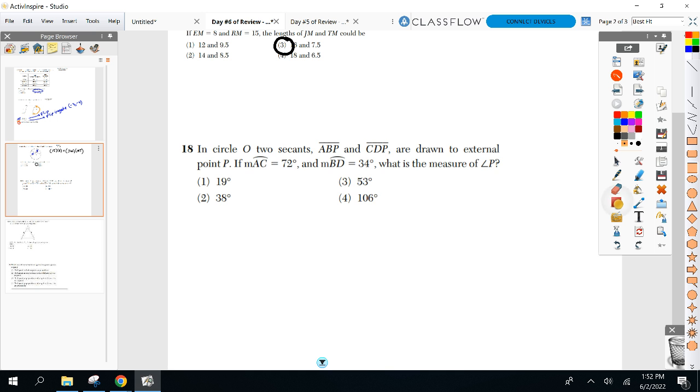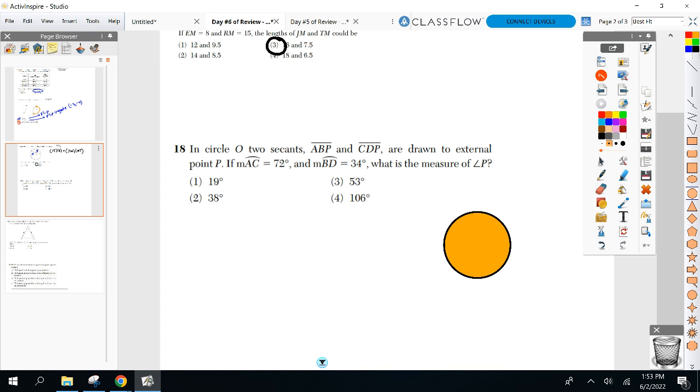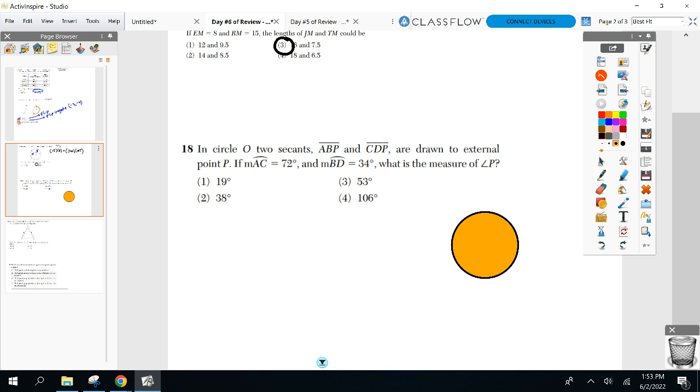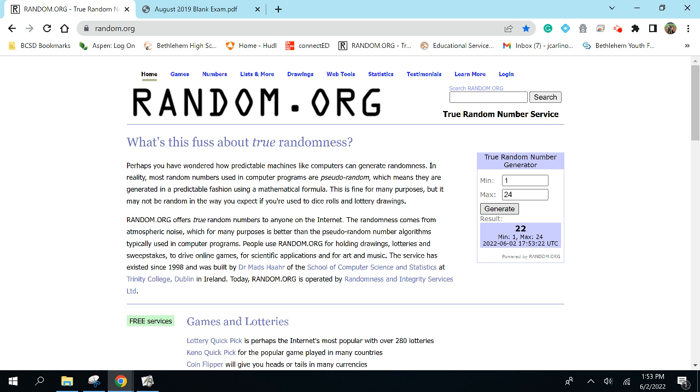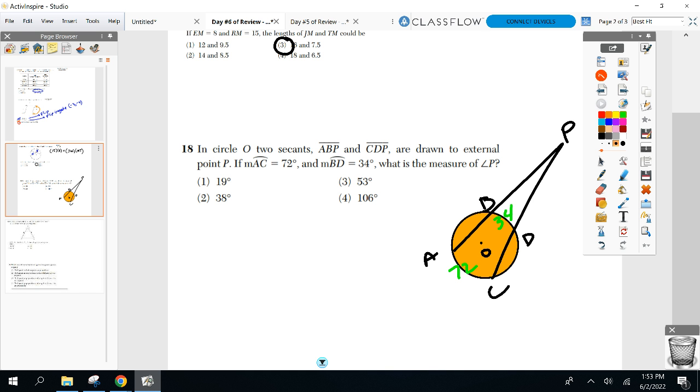18, probably would have helped with the diagram. Here's the diagram: circle O is my center. Boom, boom. Secants intersect twice. I heard that question asked. Angle P is on the outside, and then I have ABP and CDP. 34 right here and 72. Angle P, inside or outside the circle? Inside or outside? 22, inside or outside? Outside. Our discussion's over, Quan. How do I find any angle located on the outside of a circle?